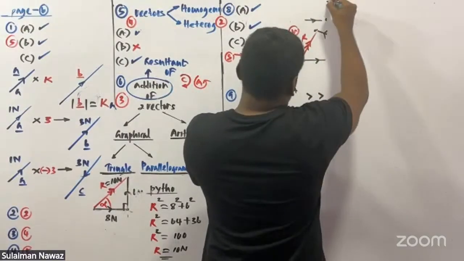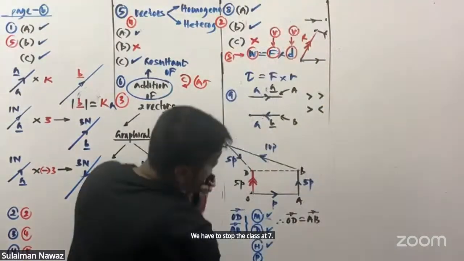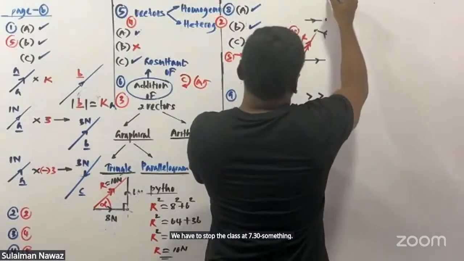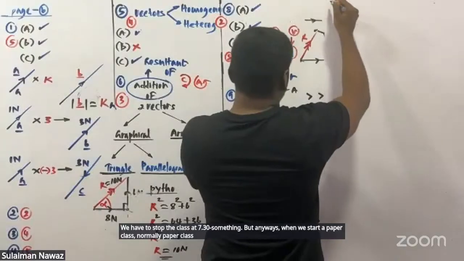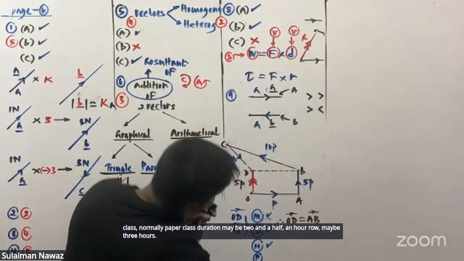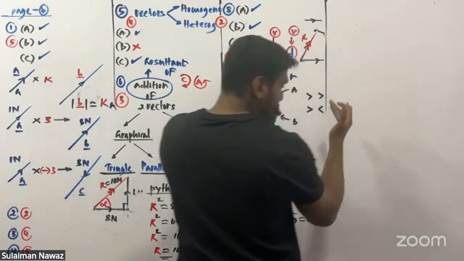We have to stop the class at 7:30 or so. But anyway, when we start a paper class, the normal duration may be two and a half hours or maybe three hours, but it will increase with time.